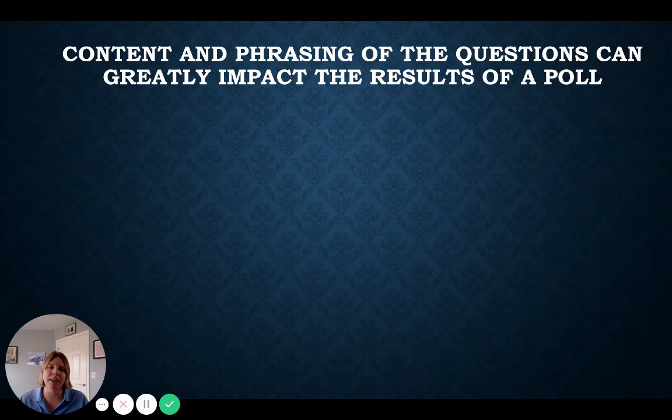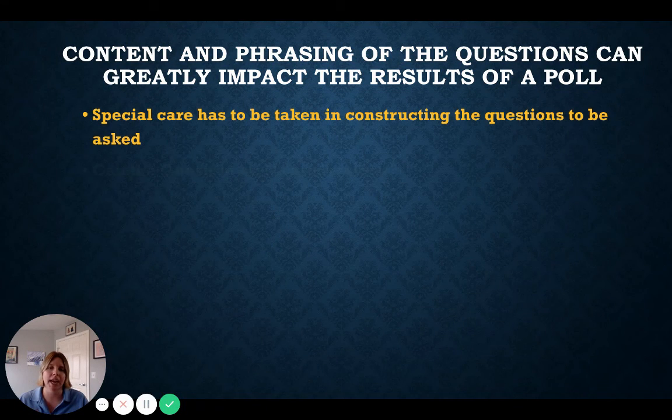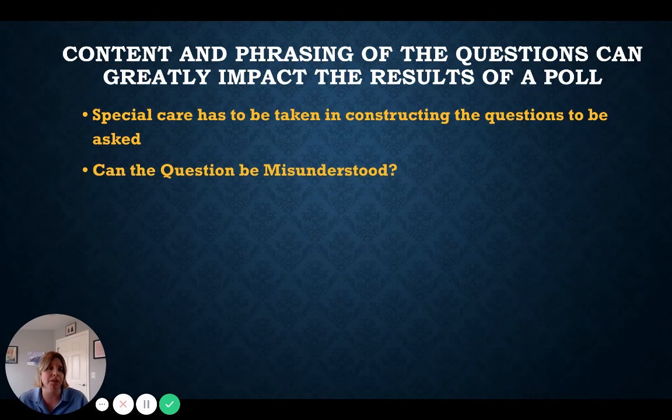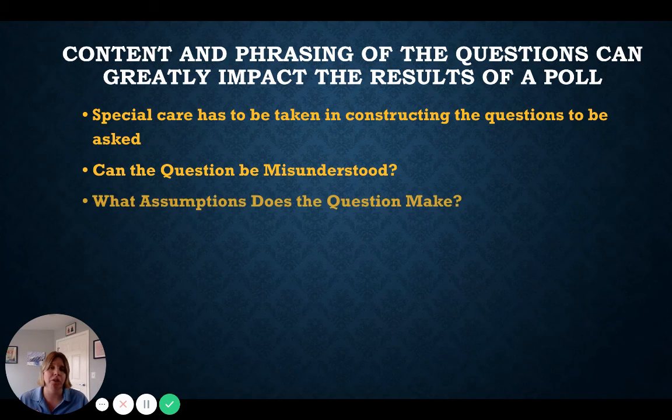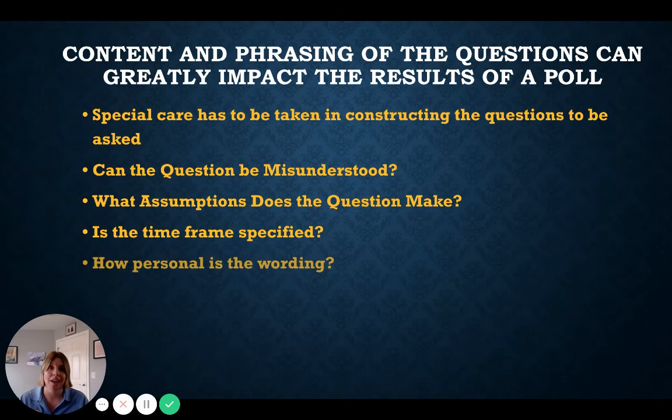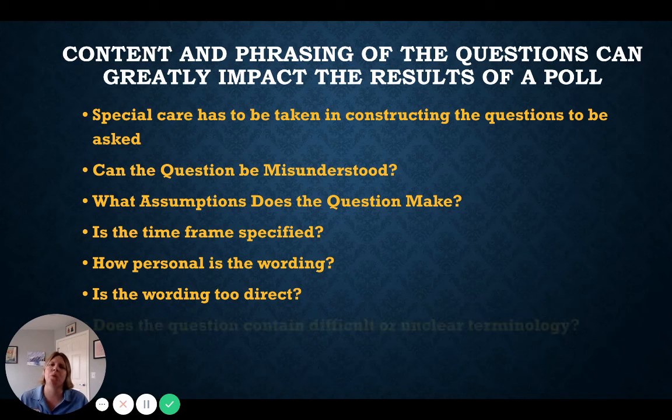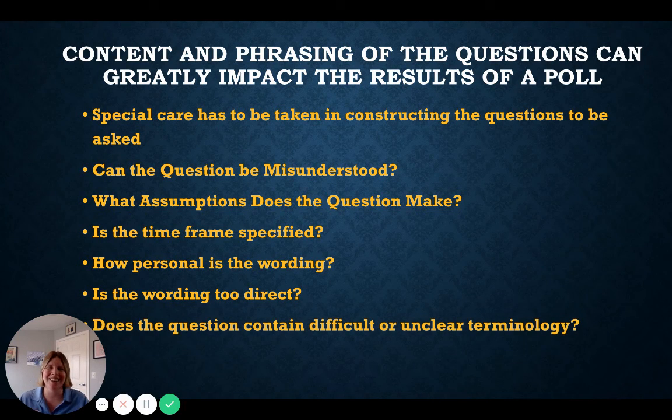So the content and phrasing of the question can greatly impact the results of a poll. You have to take care in constructing those questions. Could it be misunderstood? Are there assumptions that the question is making? Is the time frame specified? Is it personal wording? Sometimes even just different word choices in the way we ask can change our responses. Is the wording too direct? Does it contain difficult or unclear terminology? And is the wording loaded or slanted in one direction, towards a positive or maybe negative direction?